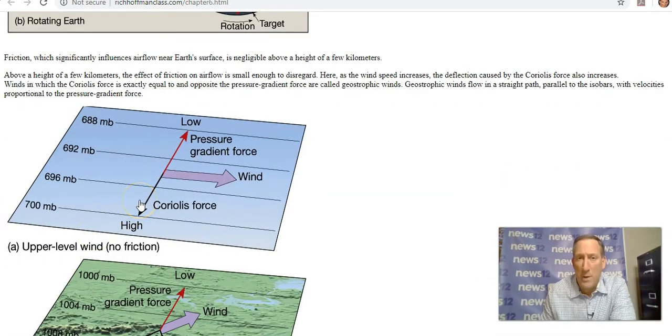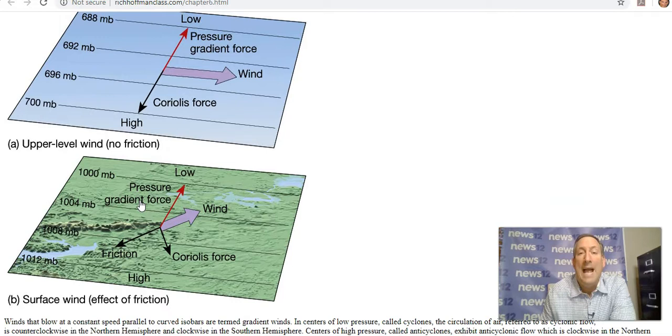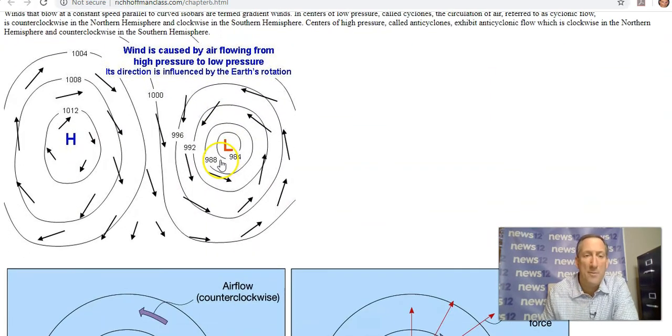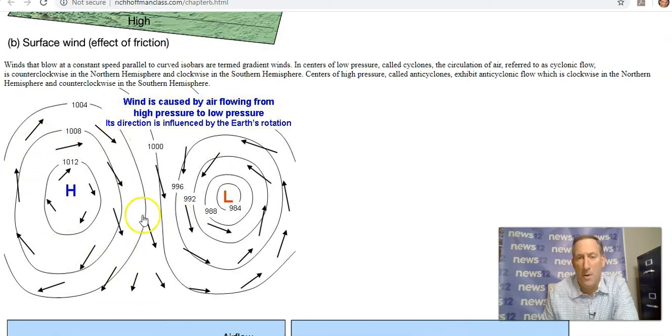So with pressure gradient force, which is the wind that flows from high pressure to low pressure, Coriolis force, which deflects the wind to the right, and friction, which slows down and changes direction, so it changes the speed and direction of the wind, you get a resultant wind flow, which looks like this when you're looking at higher pressure to low pressure. On a synoptic scale weather map, you get this circular motion here. Wind flows out of high pressure into low pressure.